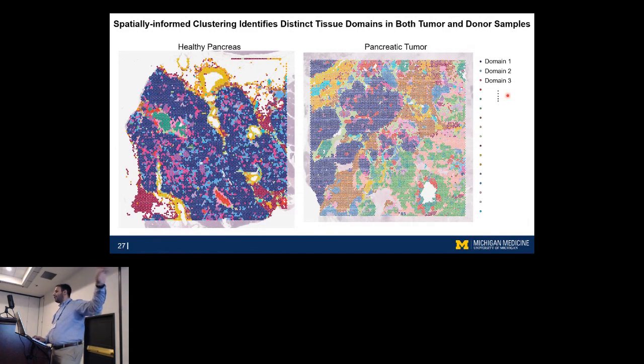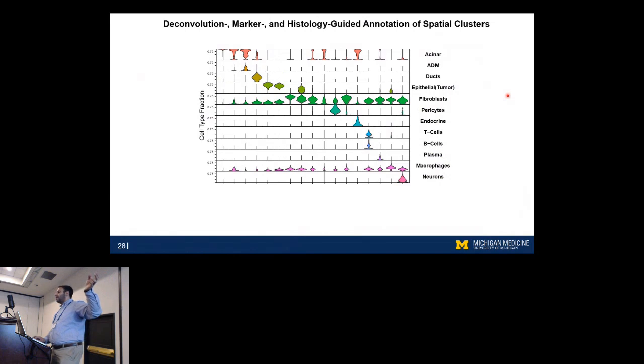So domain 1, domain 2, we don't annotate them yet. But to annotate them, we use three things. We use the deconvolution results, and we use the markers within each area, and we use the histology, which is the ground truth. So for the deconvolution, we see the top enriched cell types. So for example, the first two are going to be the acinar, so we call them acinar. This is acinar ADM, so we call them acinar ADM. This is duct.